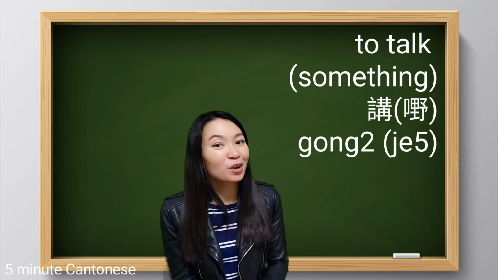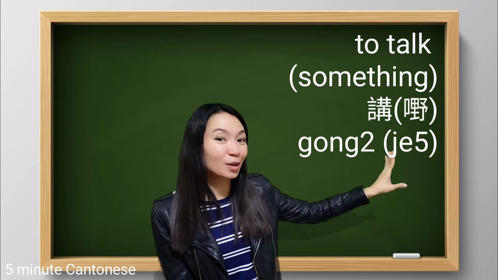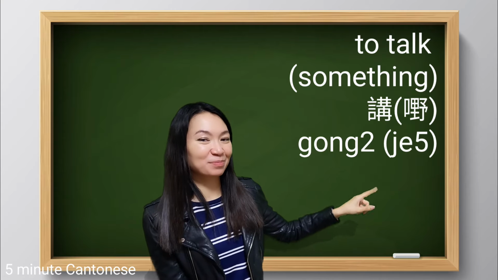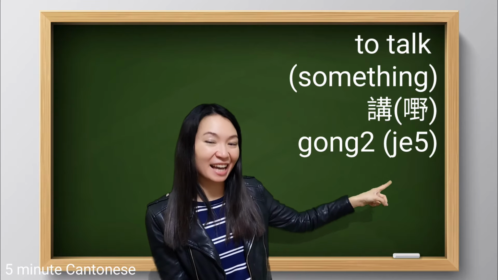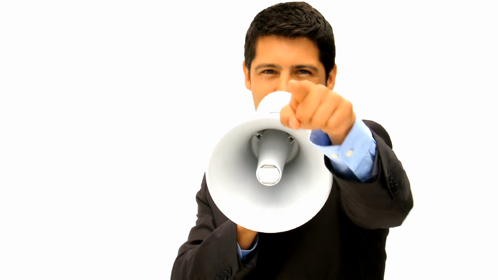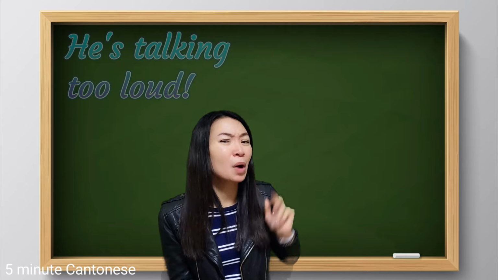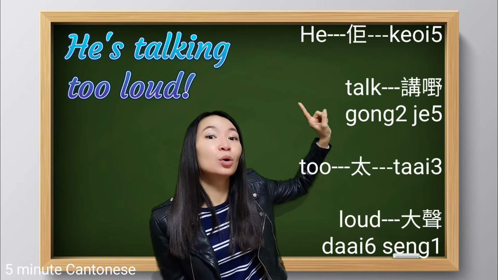To talk. For to talk, normally in Cantonese, we link it with the word something, which is 嘢. So, to talk, 講嘢. For example, he's talking too loud. How to say? He, 佢.